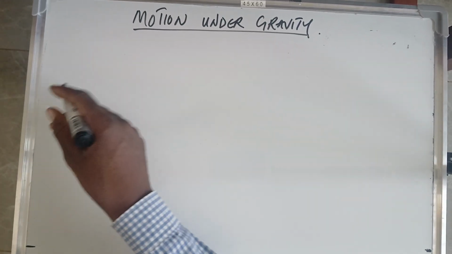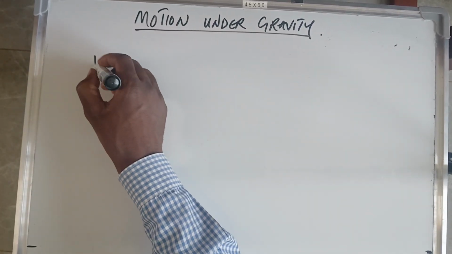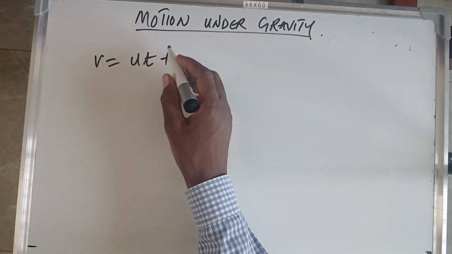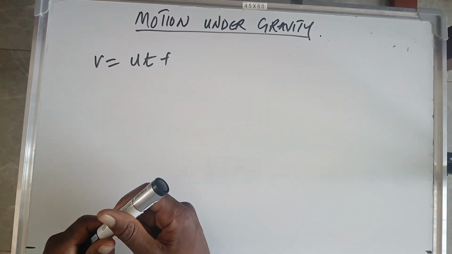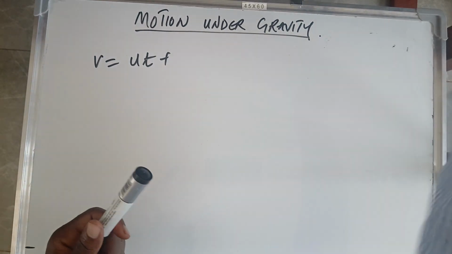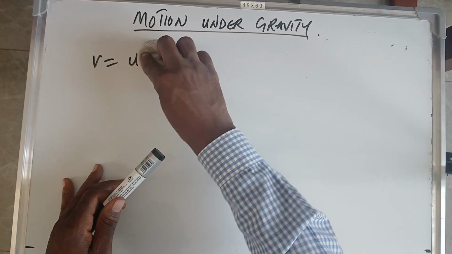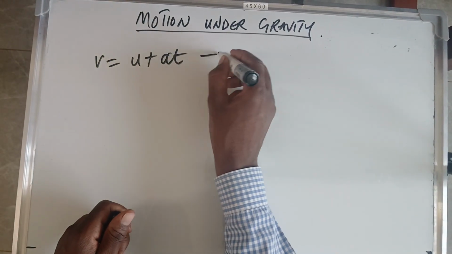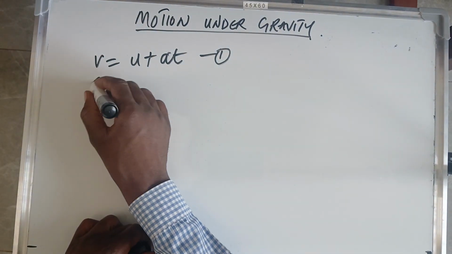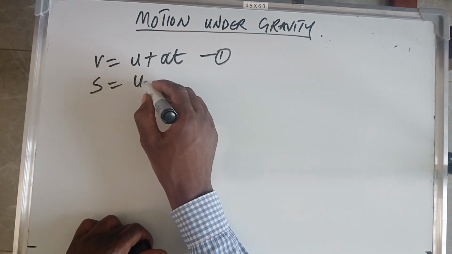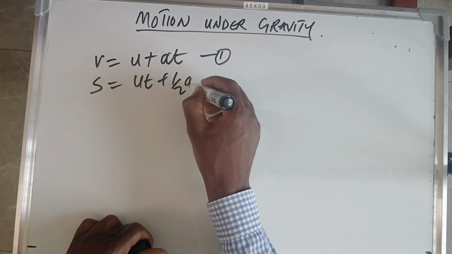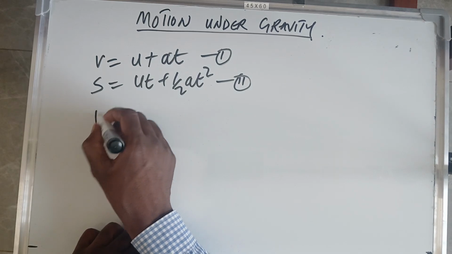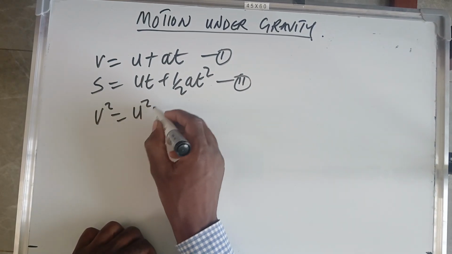So in linear motion, we had the velocity equal to u plus at, this was the first equation. The second one we wrote was s equals ut plus half at squared. And the third one we wrote was this.